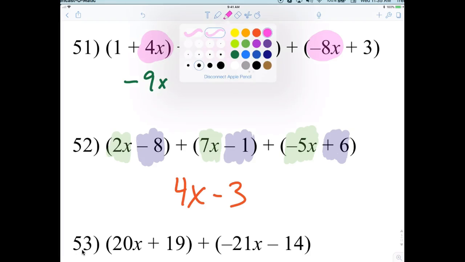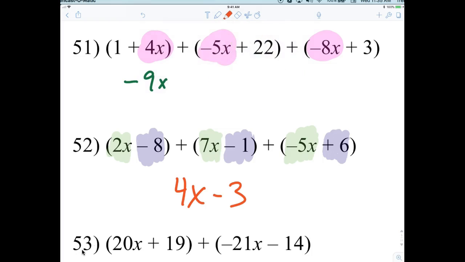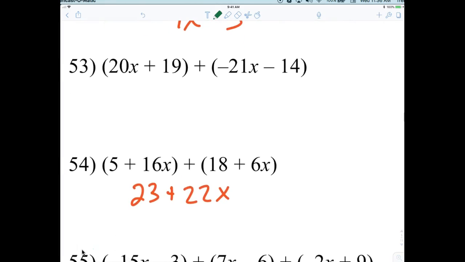Right, and then we're going to look at 1, 22, and 3. What does that make? 26. Yes, positive 26. Everybody okay with that? Any questions? Boys? Okay, let's look at 53.